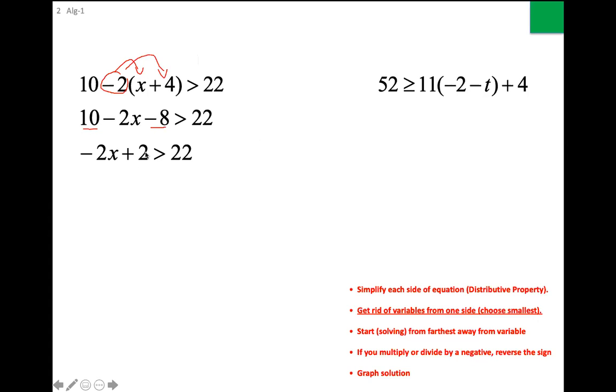Mr. C, couldn't you put the 2 on the right side of the, wait, I know, couldn't you put the 2, the positive 2 on the left side? Absolutely. Okay.